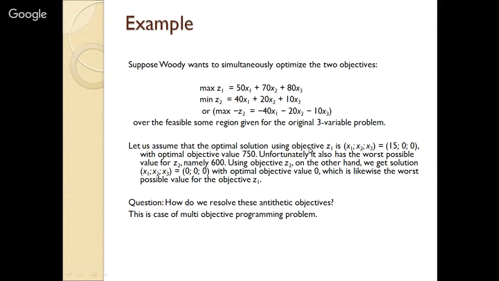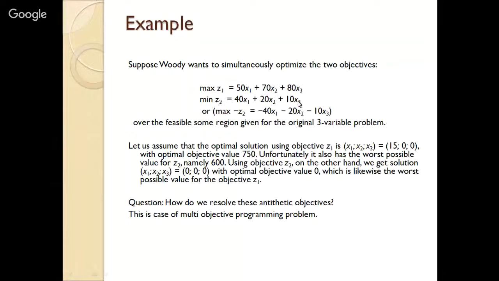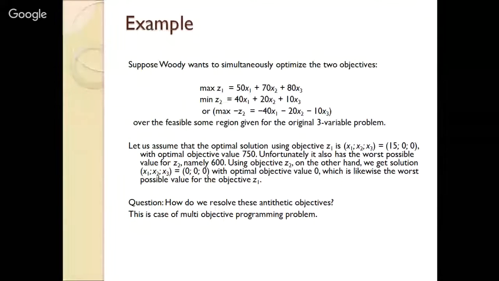But unfortunately this is the worst solution for Z2. If you put 1500 into the second, it will be -600, the maximum value. And if you take minimum Z, it will be 600. It will be the worst solution for the second objective function. If you take individual solutions, as you said, why don't we take the individual solutions? But the question is, you have to find the solution simultaneously.